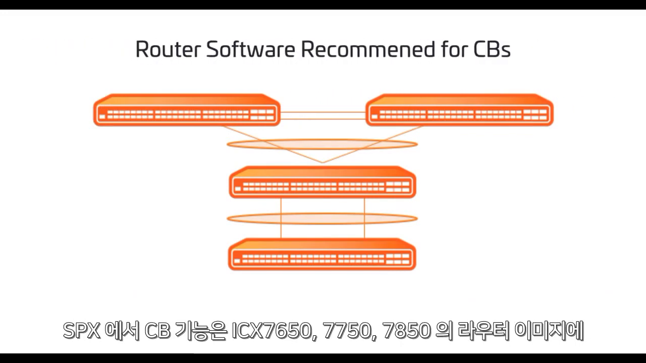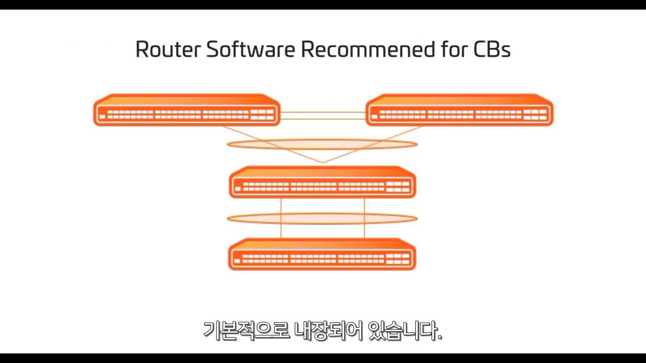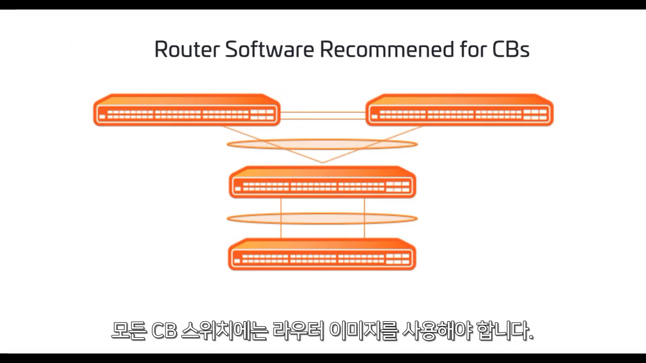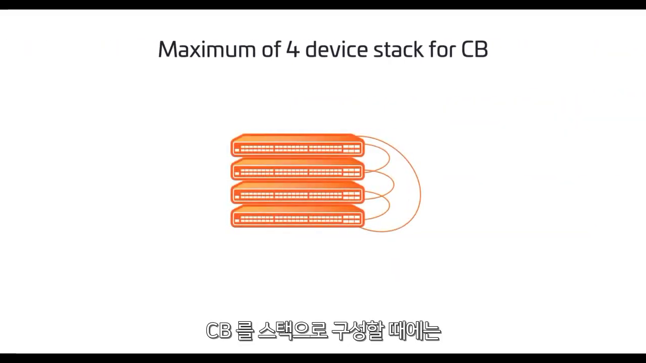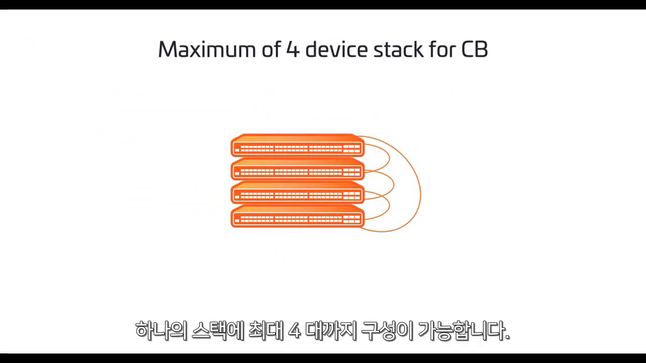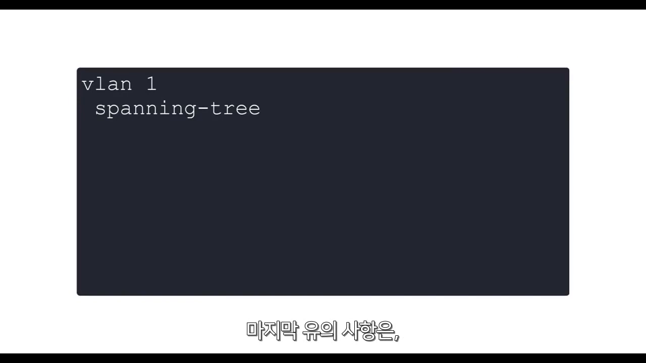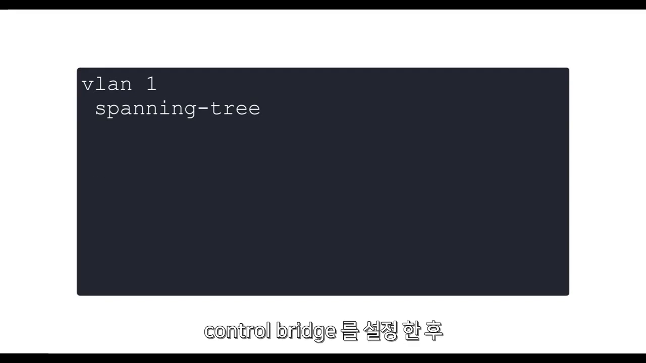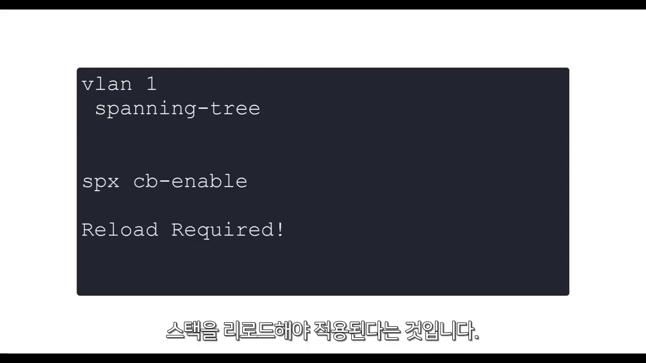Because the 7750 and 7650s require FastIron router images to participate as a control bridge, I'd recommend running router image in all CB devices. Also, your traditional stack that behaves as your control bridge cannot contain more than 4 devices in that stack. The final caveat that I'll cover: if you're running spanning tree in your intended CB stack, once you enable the control bridge, the stack will require a reload.